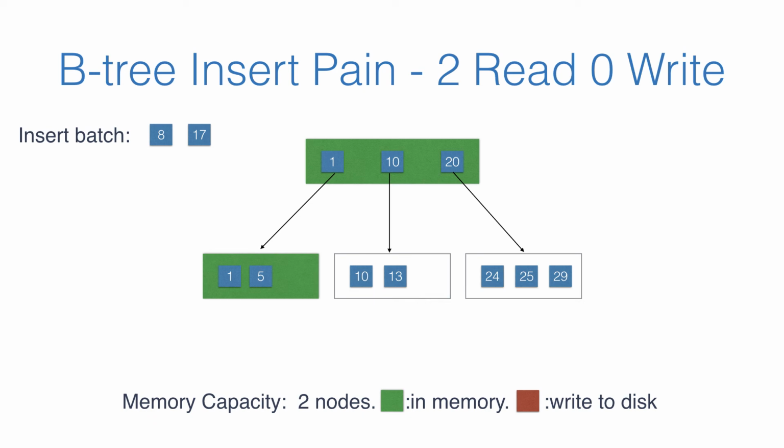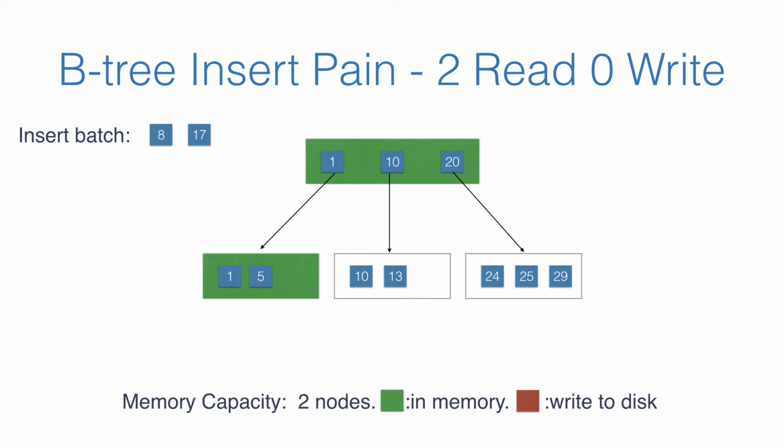To insert the number 5, first you have to find the leaf node of the B tree into which you're going to insert the number. That means you have to go from the root of the tree to the leaf where that number will live. In this case, this requires two reads. You have to read the root of the tree as well as the left node.